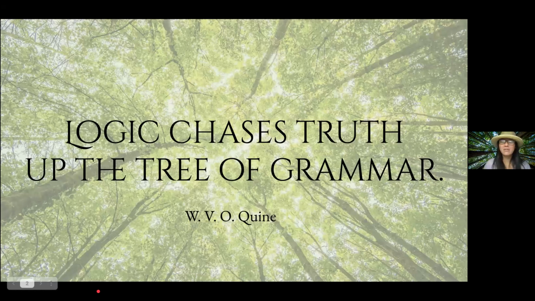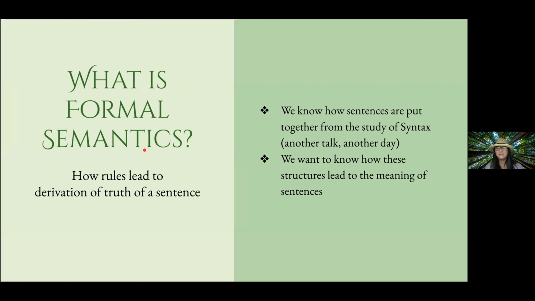So we'll begin with the most famous quotation about formal semantics from Willard Van Orman Quine: "Logic chases truth up the tree of grammar." And you could just as easily replace logic with semantics here, and the quote would be just as true. And I hope to explore a little bit of what this means in this presentation. So what is formal semantics?